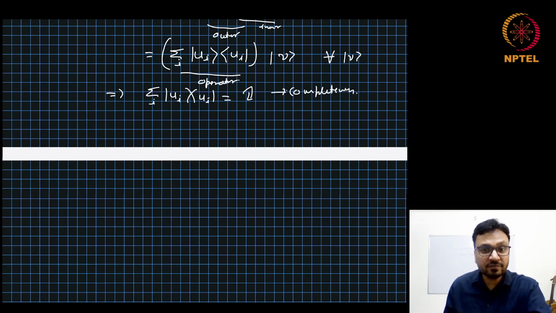Now, why have we gone so far into this mathematics? Because our original task was A acting on ui is giving us wi.